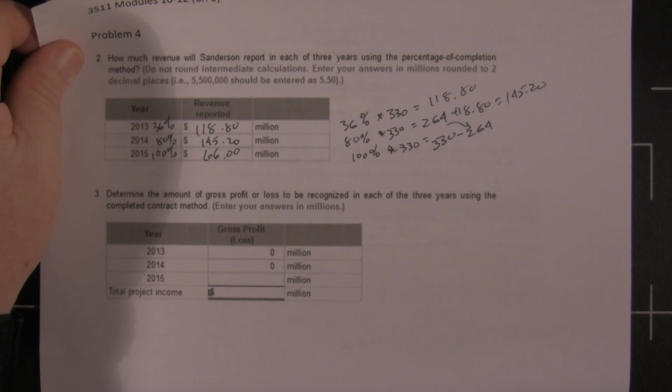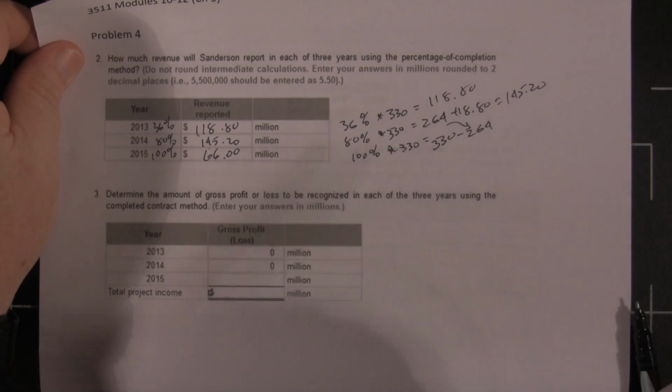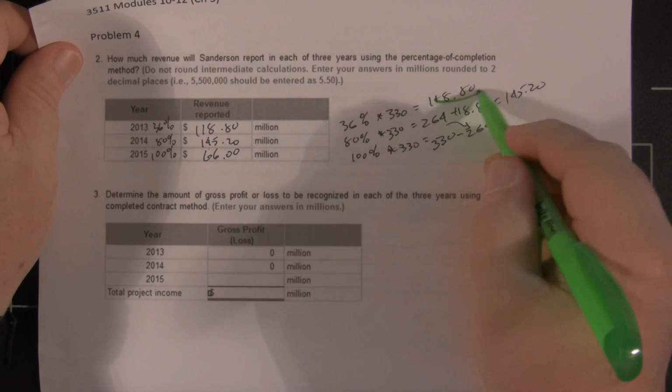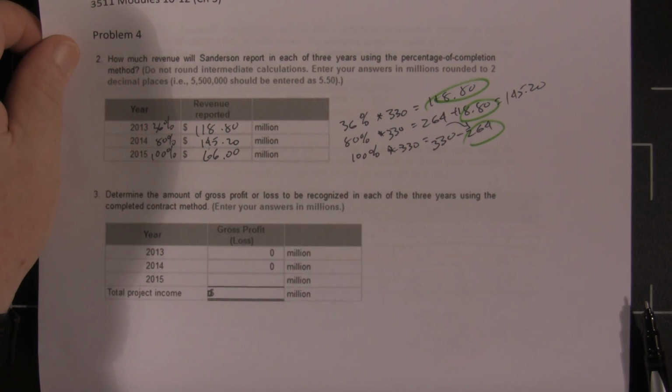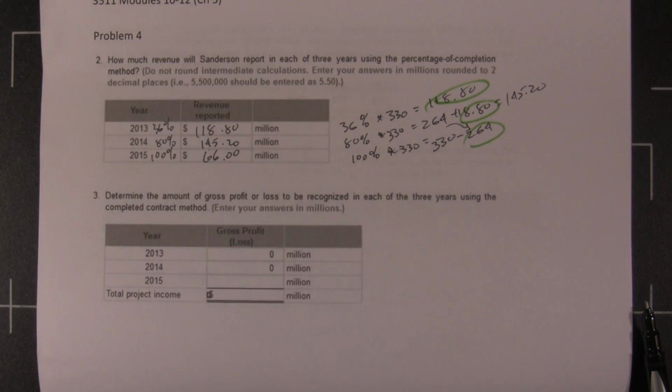So the thing you can forget to do is take out the prior years. You've got to always take out the prior years. If you don't, you'll recognize revenue twice, you'll recognize profit twice. It will not be nice, okay?